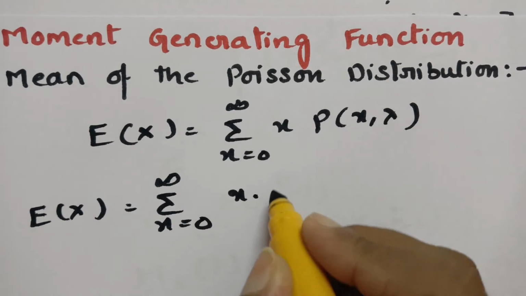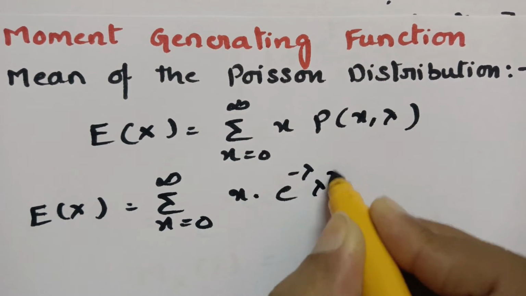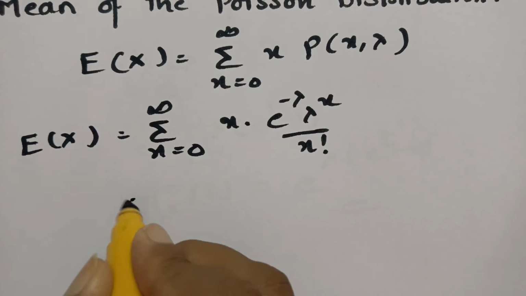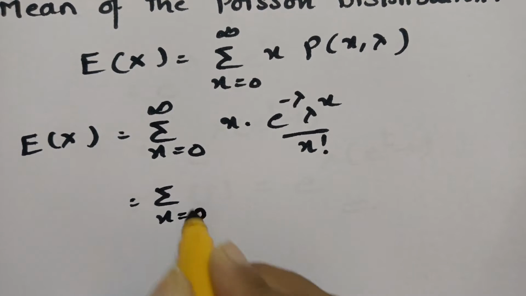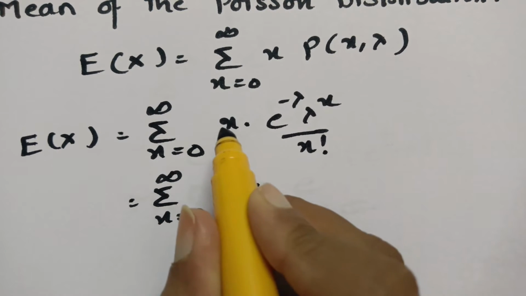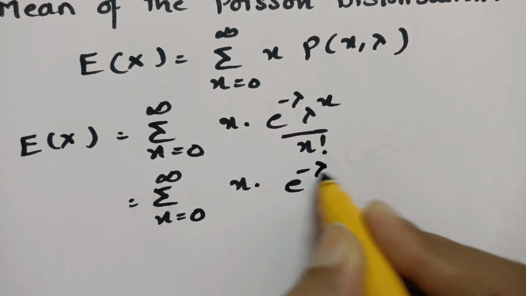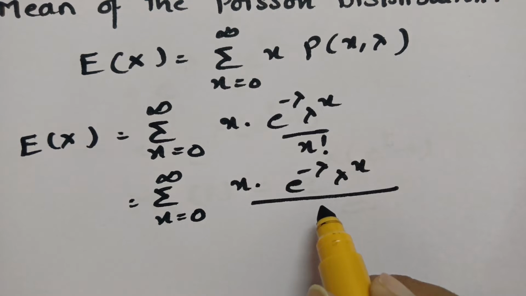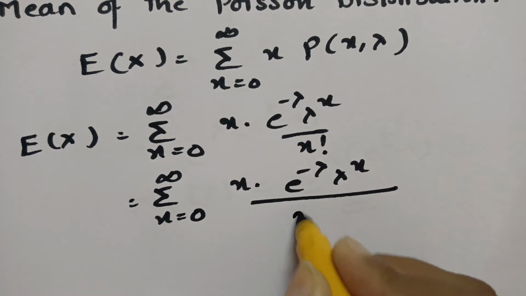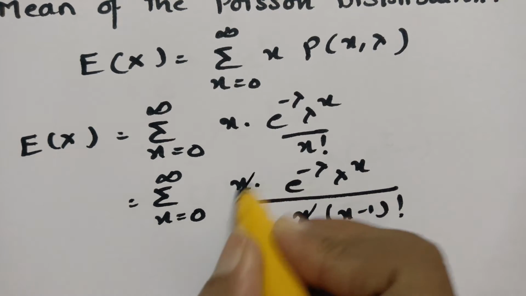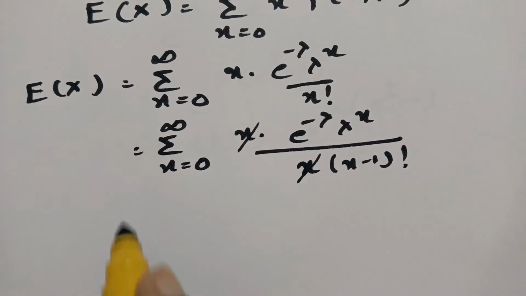So if I substitute e power minus lambda, lambda power x by x factorial here, see what happens. This is going to become sigma x from 0 to infinity, this is x. Now I am going to cancel this x. For that I can write x factorial as 1 into 2 into 3 into 4 till x, so I am writing it as x into x minus 1 factorial. Now I can easily cancel this x.